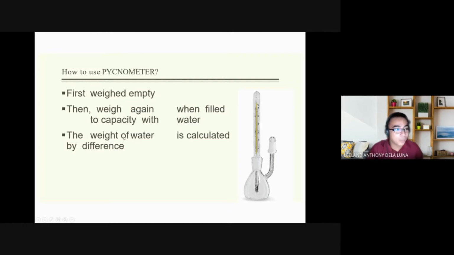So normally, class, when you use a pycnometer, first get the weight of the empty pycnometer. Because this is where you will measure the weight of your substance. Since the volume of this is constant, you just fill it up. So normally, class, for example, this is a 50 ml pycnometer. Just pretend, 50 ml. Then let's say, class, also just pretend, this is 50 grams. The whole pycnometer is 50 grams.